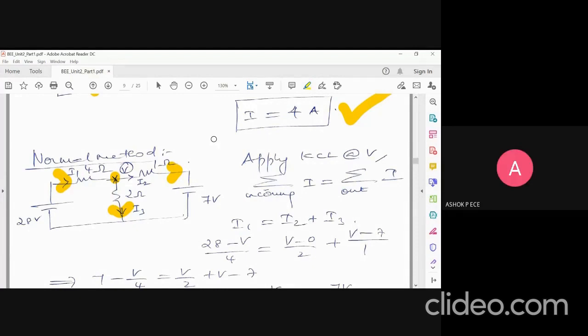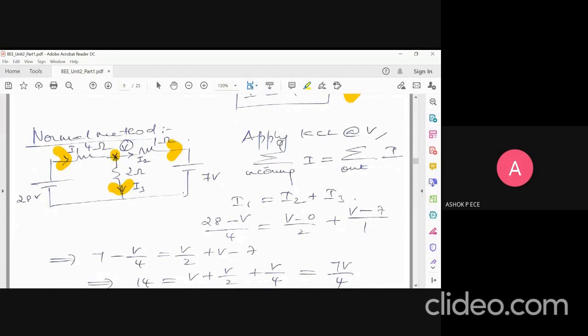Others, please do it. Any method I have drawn, I have assumed Kirchhoff current law. So if you are comfortable with KCL at node analysis, you can do it. Or if you are very comfortable with mesh analysis, please go ahead and find the current through 2 ohms resistor.